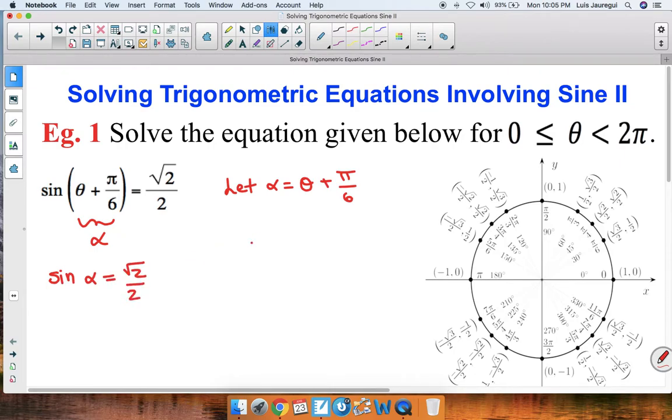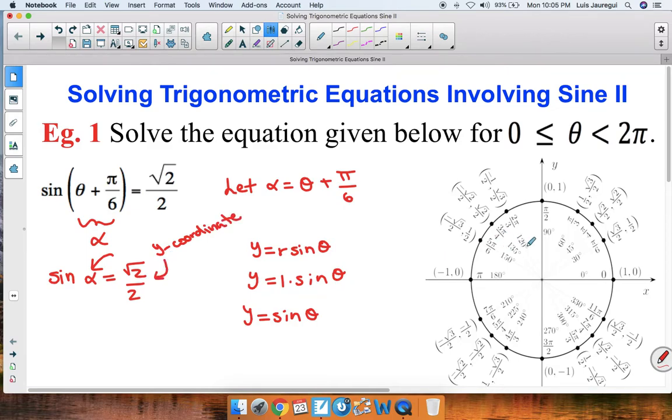Now keep in mind that y is equal to r sine of theta. Since we're dealing with the unit circle, we know that the radius is equal to 1, so we have y is equal to 1 times sine of theta, or equivalently, y is equal to sine of theta. So going back to this equivalent equation, we're looking for angles such that the y-coordinate is equal to root 2 over 2.